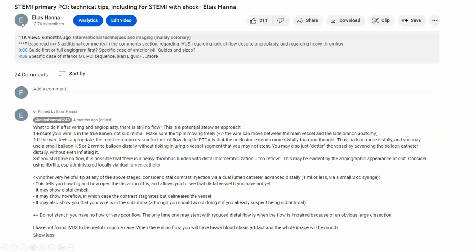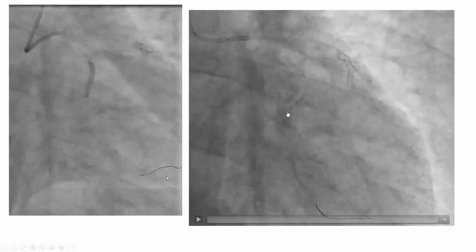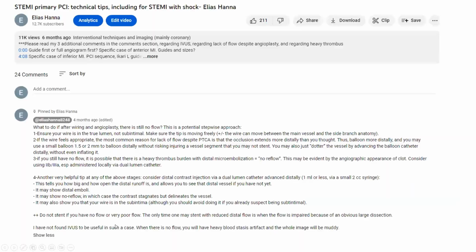So I gave a talk in the past about STEMI primary PCI, and I described in the comment section what to do if, after wiring and angioplasty without stenting, you still have no flow. And I gave 4 ideas. The same ideas kind of apply to this. After stenting, you lose flow.